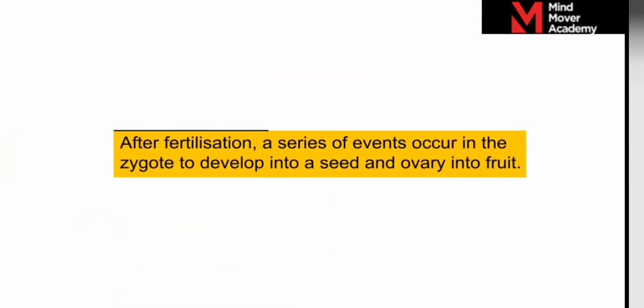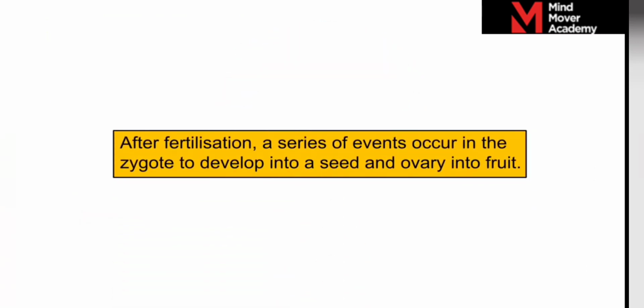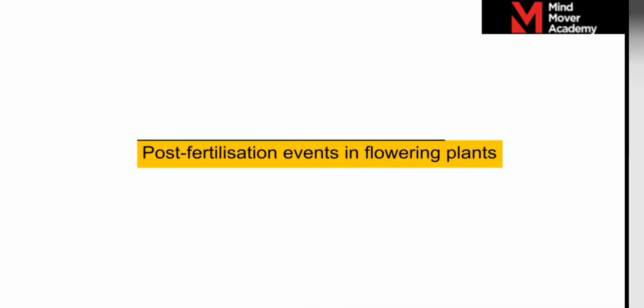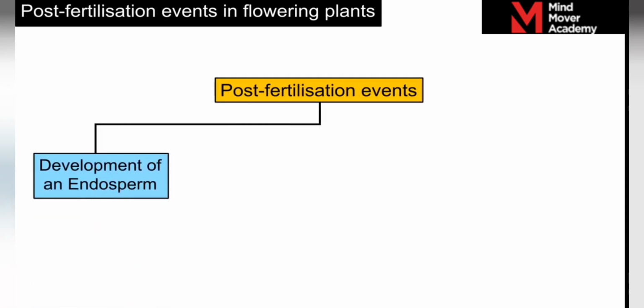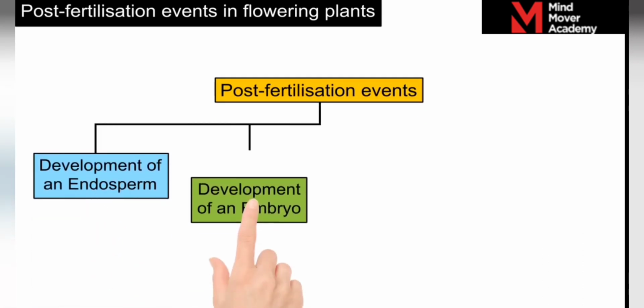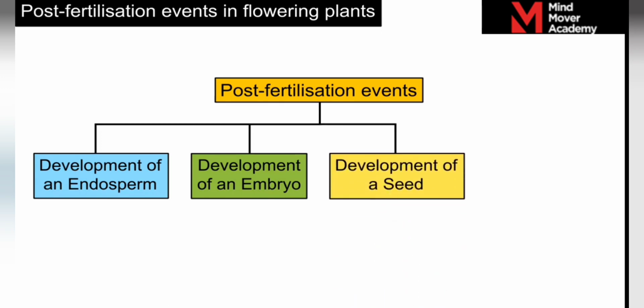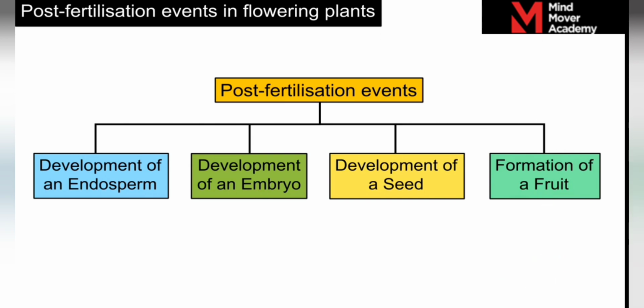But what happens then? Well, after fertilization, a series of events occur in the zygote to develop into a seed and the ovary into fruit. So, let's cover that in our current module. We shall examine post-fertilization events in flowering plants. These include development of an endosperm, development of an embryo, development of a seed, and formation of a fruit.